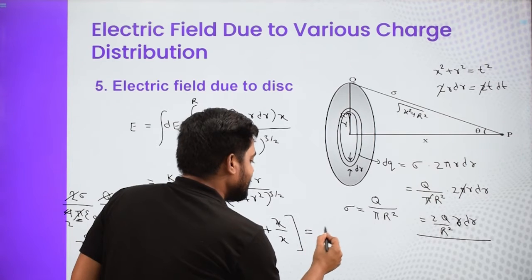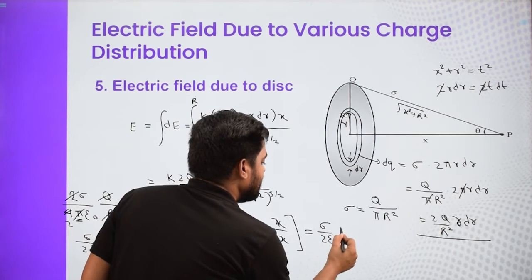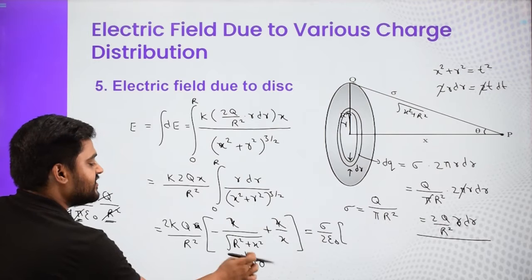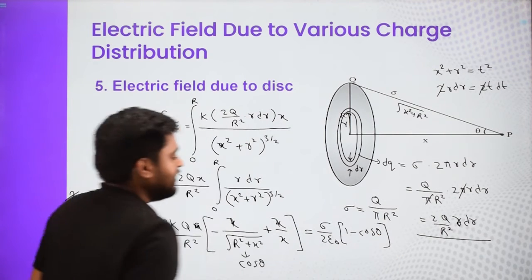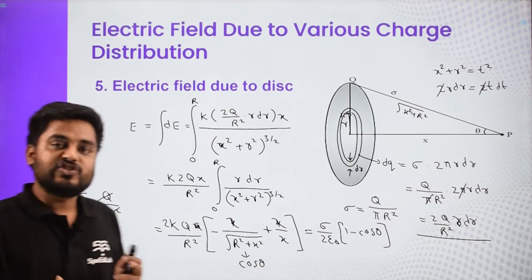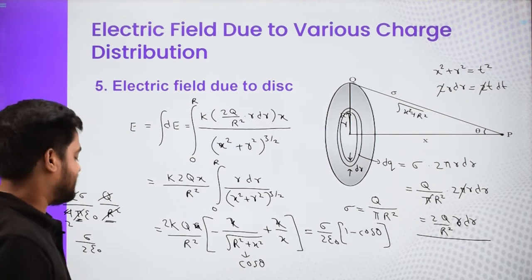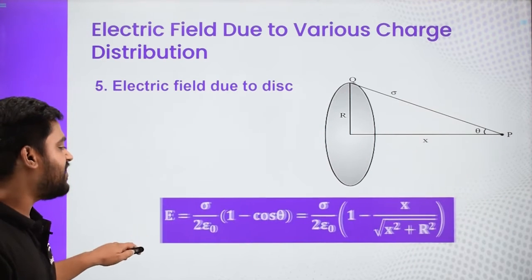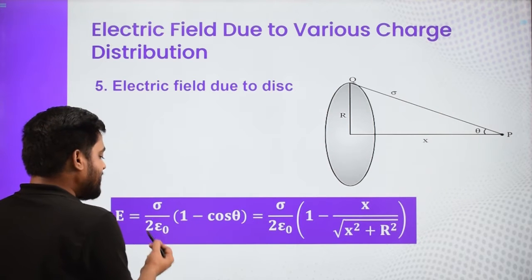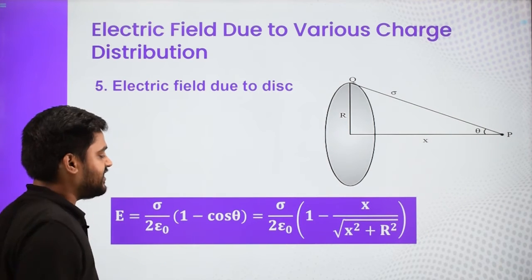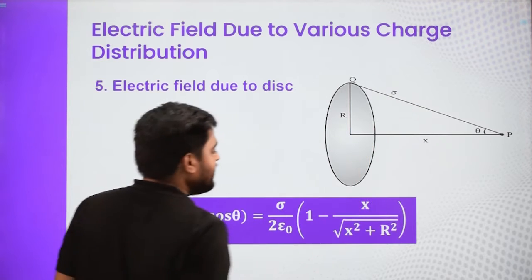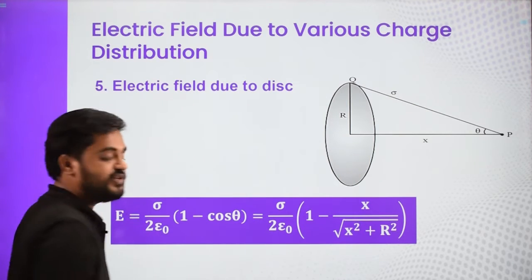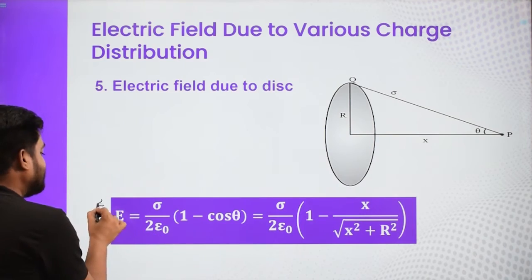So the formula which we get is sigma by 2 epsilon naught, in bracket, we have 1 minus cos theta. And this is the formula for the electric field due to a charged disk, uniformly charged disk. So finally, this is the formula which you need to remember. It is sigma by 2 epsilon naught into 1 minus cos theta. And what is cos theta? Cos theta is nothing but this length divided by this length. If you want, you can resubstitute it. So this is the formula which you need to remember.